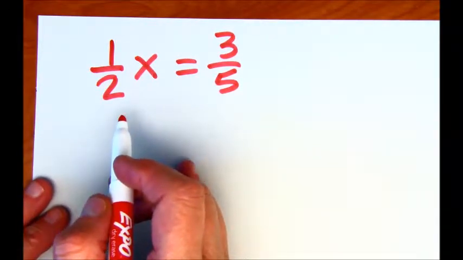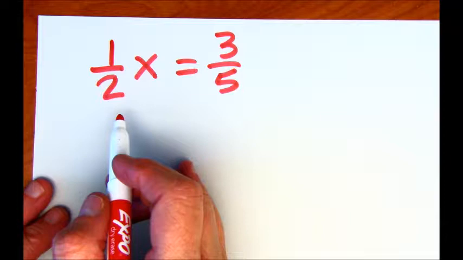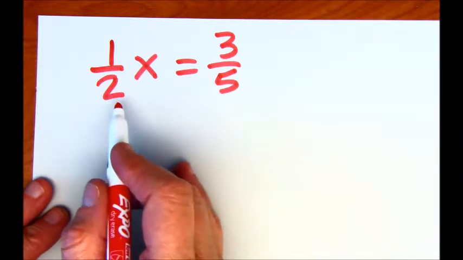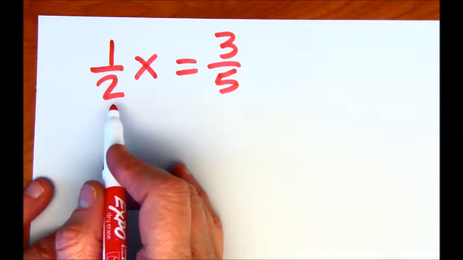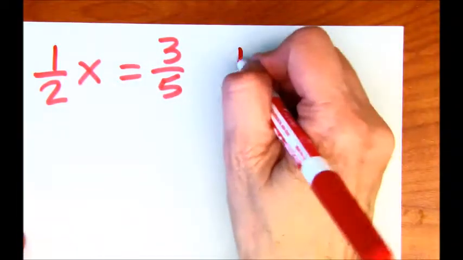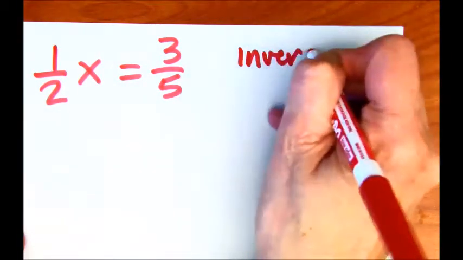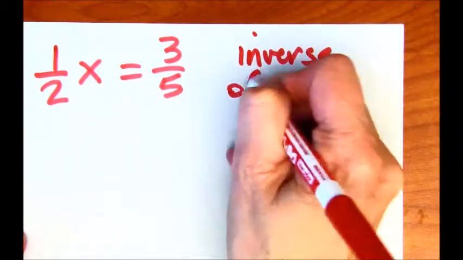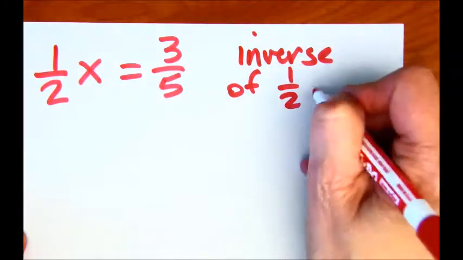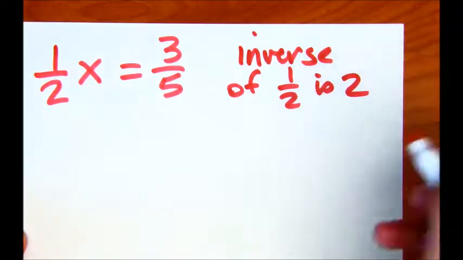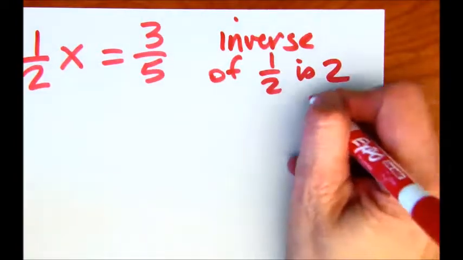So remember that multiplication principle. We're going to multiply the inverse. So the inverse of 1/2 is 2, or 2 over 1. Okay, 2 over 1.